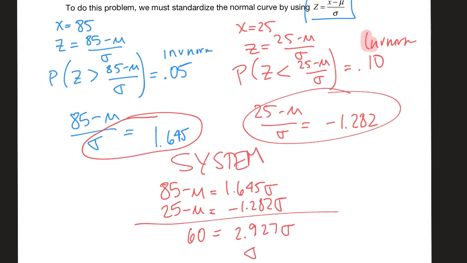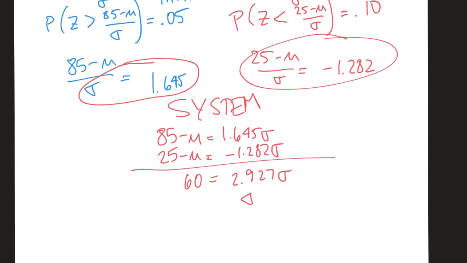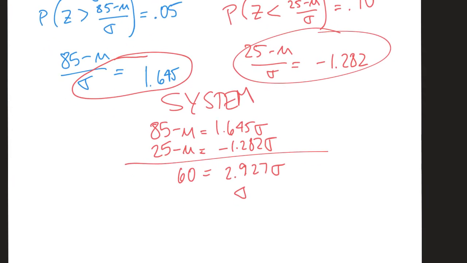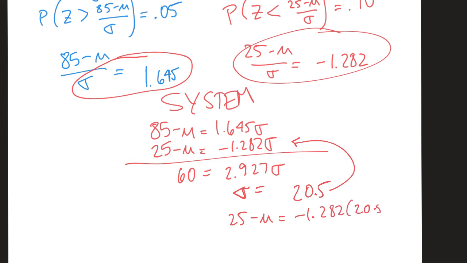Oh, sorry, this may not be showing. Let me move it up a little bit. There we go. Sigma should be 20.5. Okay, and if I plug that back in, I think I plugged it into this equation right here. I was able to figure out that 25 minus mu is equal to negative 1.282 times 20.5. All right, I'm not going to do all that algebra for you, but you can do it. You get mu is equal to 51.281.